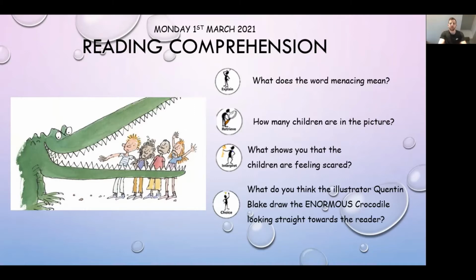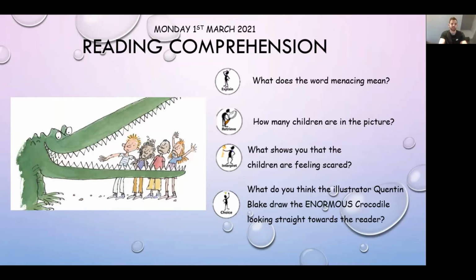So what does the word menacing mean? Menacing means something that can cause threat, harm, or danger. Such as the enormous crocodile with the razor sharp teeth and claws. Question number 2. How many children are in the picture? So there are 4 children in the picture. That's a retrieval question.